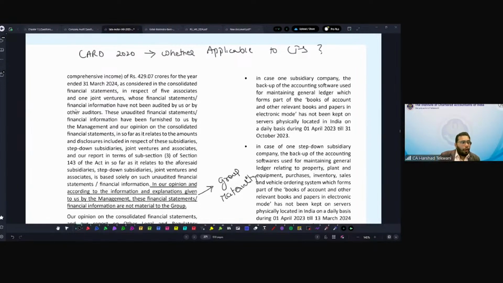Okay. IFC. Okay, reporting on IFC, internal financial controls with respect to financial reporting. Now, whether applicable to CFS, IFC reporting? Yes or no? Quickly.